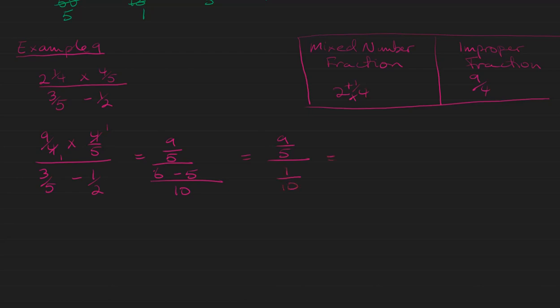And this here is the same as saying 9 on 5 divided by 1 on 10, and we just simply follow division procedures for that. So we end up with 9 on 5 multiplied by 10 on 1. 5 into 5, 1, 5 into 10, 2, and we get an answer of 18.